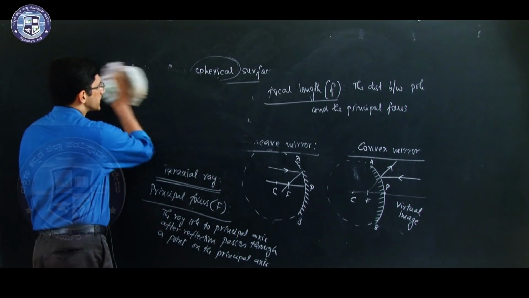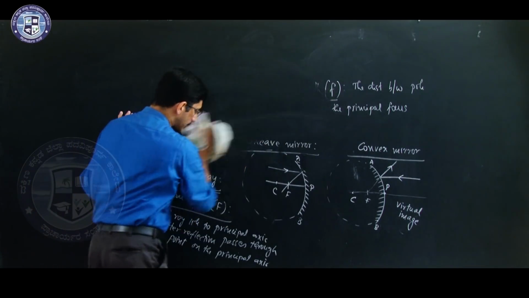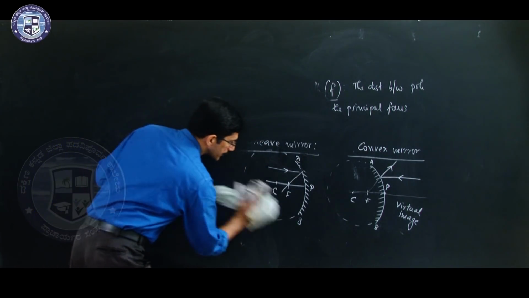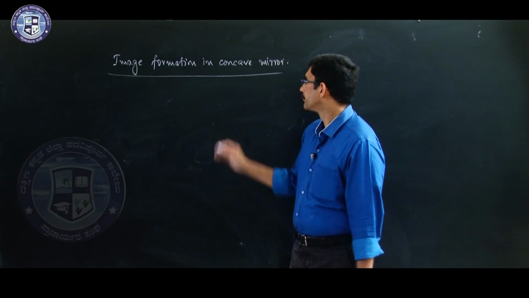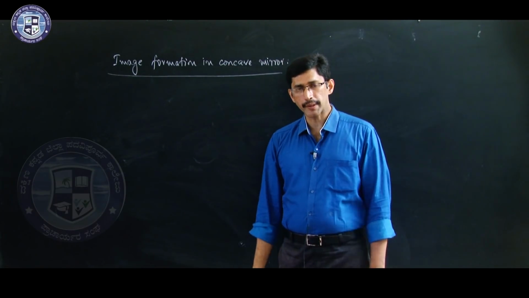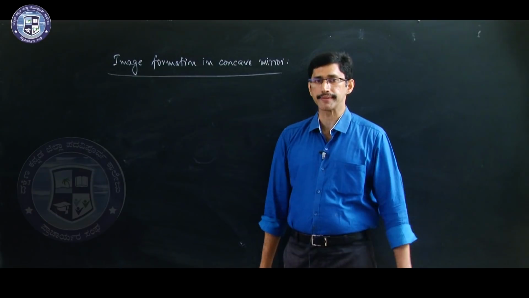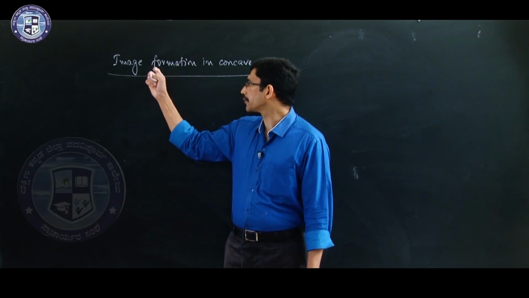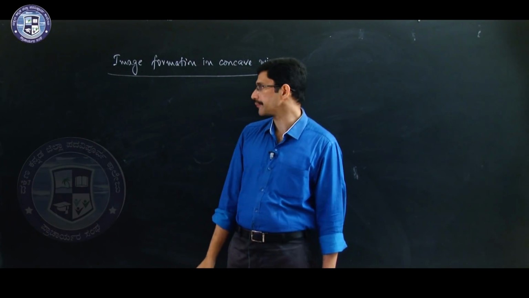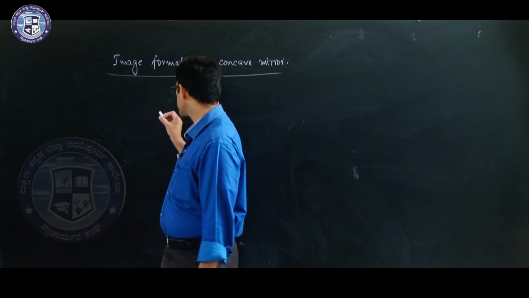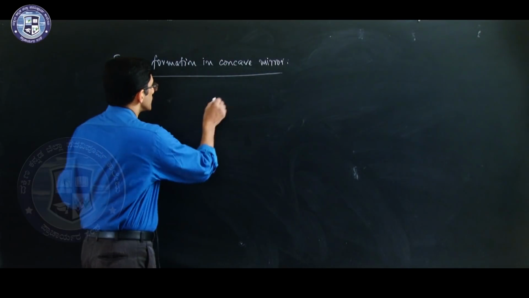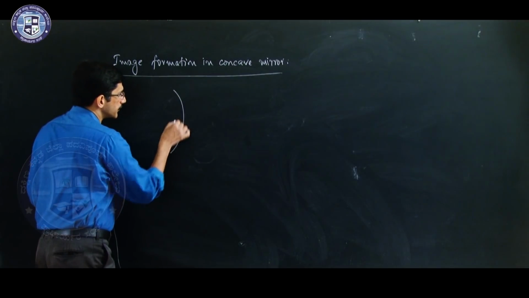Next, we will consider the image formation in the case of concave mirror as well as convex mirror. Now, for the formation of image, you need at least 2 rays. At least 2 rays are required for the image formation. We will consider those rays. So, first I will consider the concave mirror.